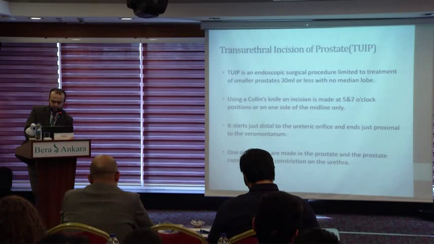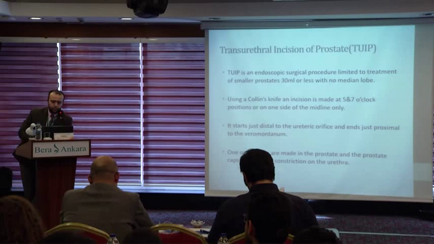At the end of this surgery, TURP is one of the most commonly used techniques for resecting prostatic tissues. This is one of the other techniques, transurethral incision of the prostate, and we use this technique for smaller prostates. TUIP is an endoscopic surgical procedure, as I mentioned, for smaller prostates of 30 milliliters or less with no median lobe.